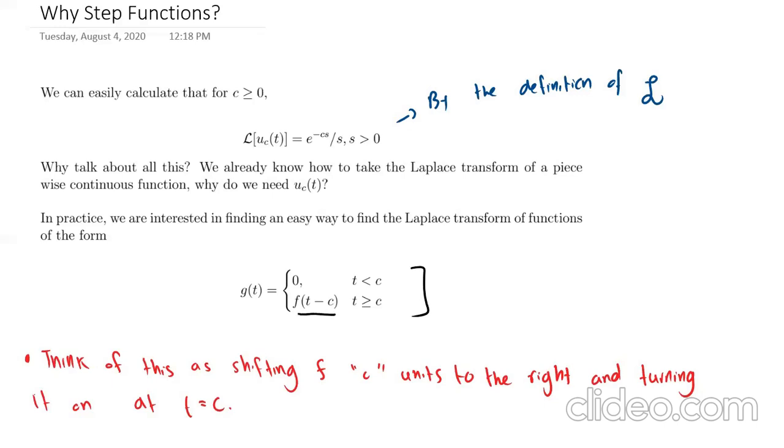Now notice that f of t minus c just means that this is the function f, but shifted c units to the right. You learned this in college algebra: if you're subtracting from the input variable, then it's the same as shifting to the right by how many units you're subtracting. So think of this g of t, what is it doing? For t less than c, the switch is off, and at t equals c, we switch on the function f starting at t equals c.